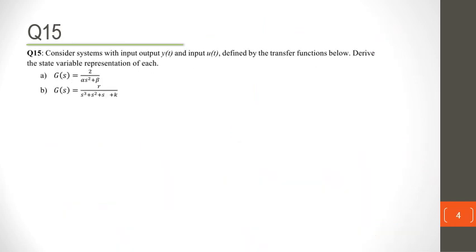We are back with question 15. Question 15 says, consider systems with output y of t and input u of t defined by the transfer functions below, this transfer function and that. And the question is, derive the state variable representation for each. Now, with the transfer function to the state variable representation, what we need to note is the order of the transfer function here would also dictate how many states your equation would have.